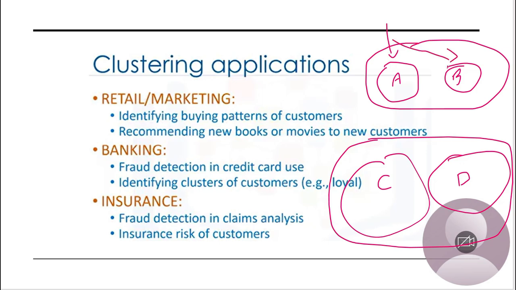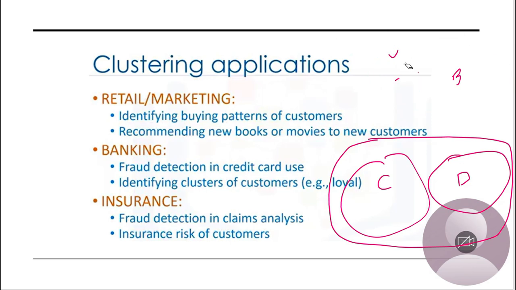Why does it recommend book B to you even though you are a new customer? It's because in the past, customers who buy book A normally buy book B. So it's going to recommend book B to you. And that's how the recommendation algorithm works. That's how Amazon works. That's how they're able to recommend what to buy next. That's how Netflix works. That's how they're able to recommend which movie to watch. They use clustering, by the way.